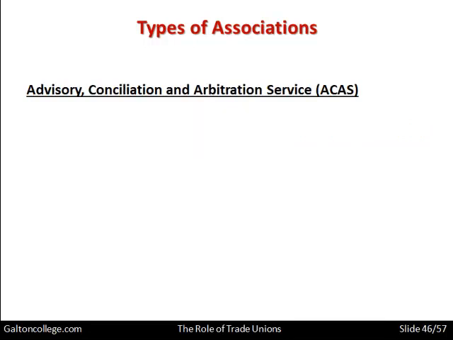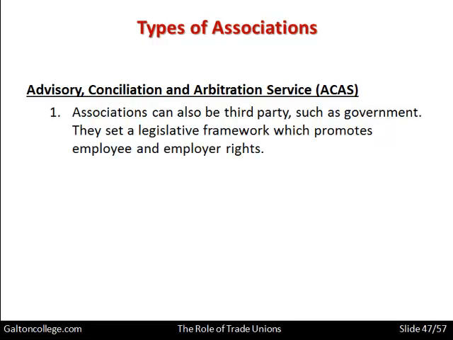The Advisory, Conciliation and Arbitration Service, known as ACAS. Well, associations can also be third party, such as the government. They set a legislative framework which promotes employee and employer rights. So the government sets the groundwork. The government sets out the area. It tries to ensure that there's fairness to the employers, fairness to the workers, and within that framework negotiations can take place.